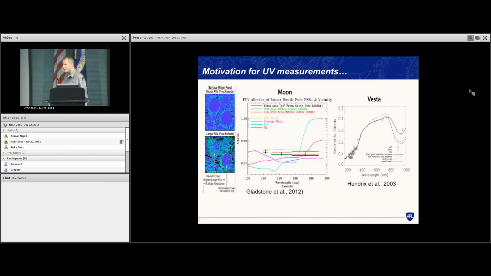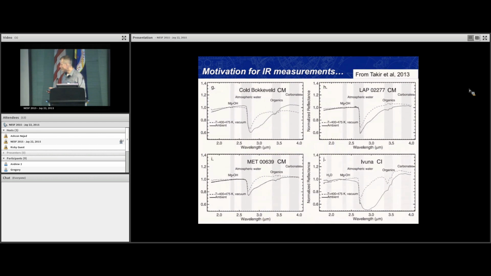Potentially, this could be applied to Vesta. This could be applied anywhere, as I said, where there's not enough illumination to use the reflectance at 3 microns. But speaking of reflectance at 3 microns, it is a very powerful diagnostic tool for not only identifying the presence of adsorbed water, but also for identifying water ice.